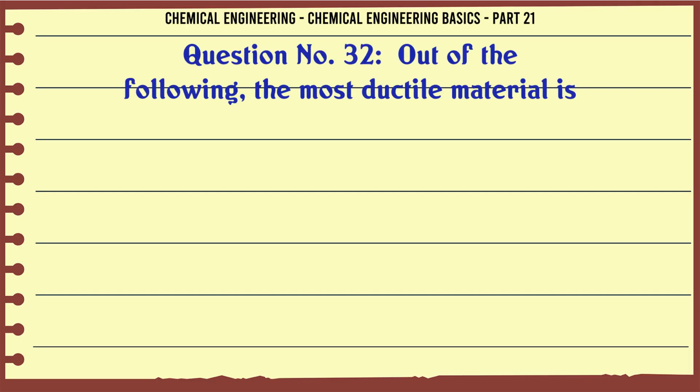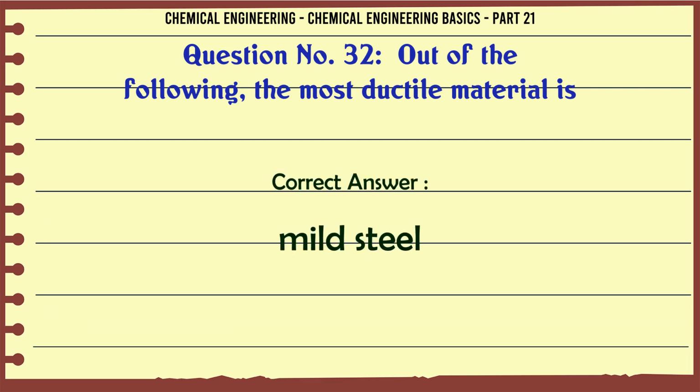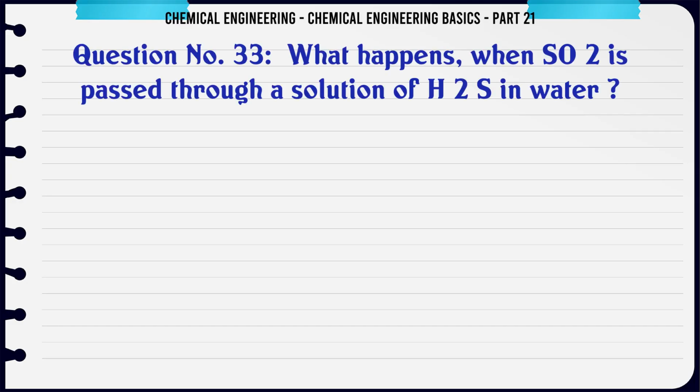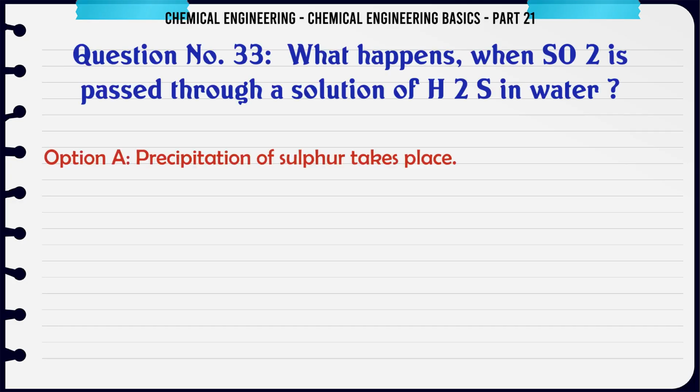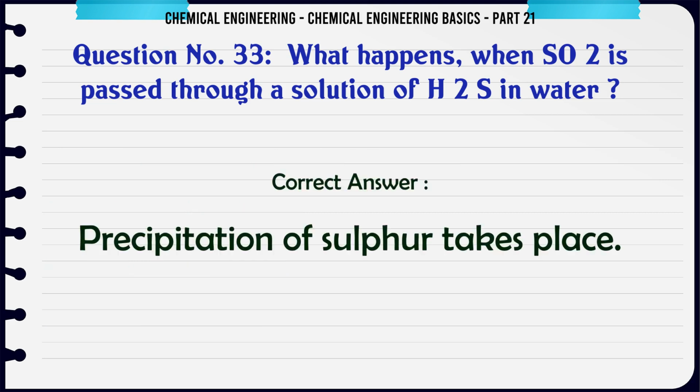Out of the following, the most ductile material is: A. Mild steel, B. Copper, C. Nickel, D. Aluminium. The correct answer is mild steel. What happens when SO2 is passed through a solution of H2S in water? A. Precipitation of sulfur takes place. B. H2SO3 is formed. C. Oleum is formed. D. None of these. The correct answer is precipitation of sulfur takes place.